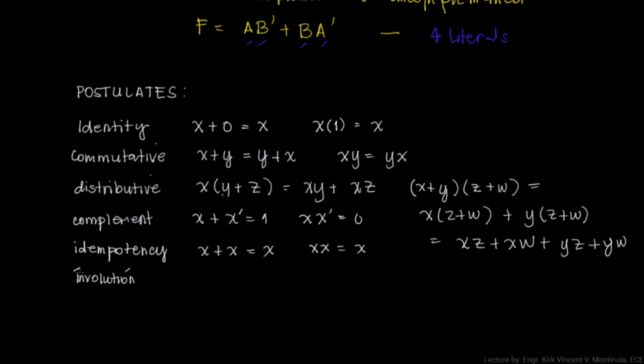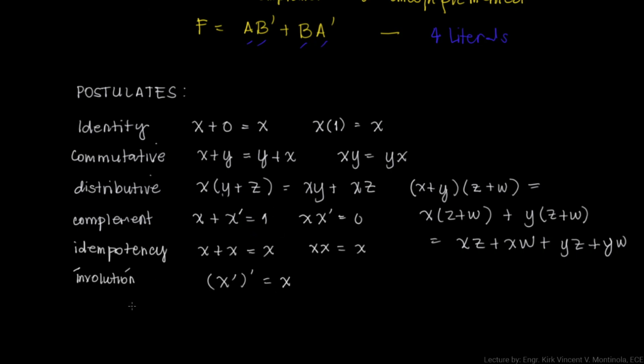The involution states that the complement of a complement is the original variable. For example, we have x, then we have the complement of x, then we complement that again, and the resulting value would be the original variable x.